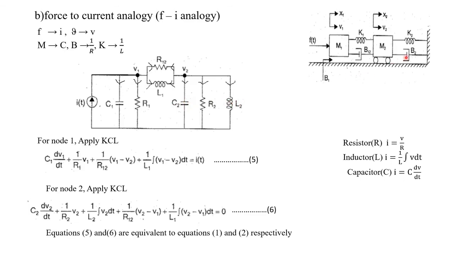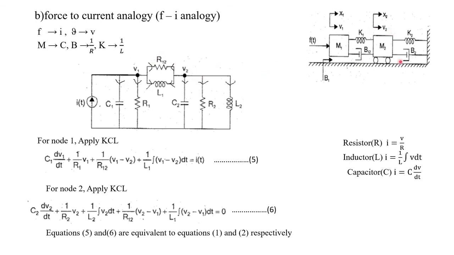Now what we have to do? We have to find the elements which are connected between M2 as well as M1. So K1. K is nothing but L. K1 is L1. So this is already connected, so no need to connect it again. Understood? So this is the electrical equivalent circuit by using a force to current analogous circuit.